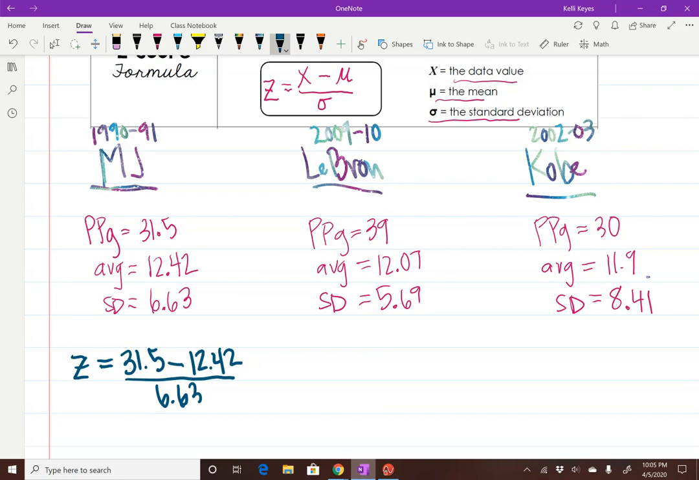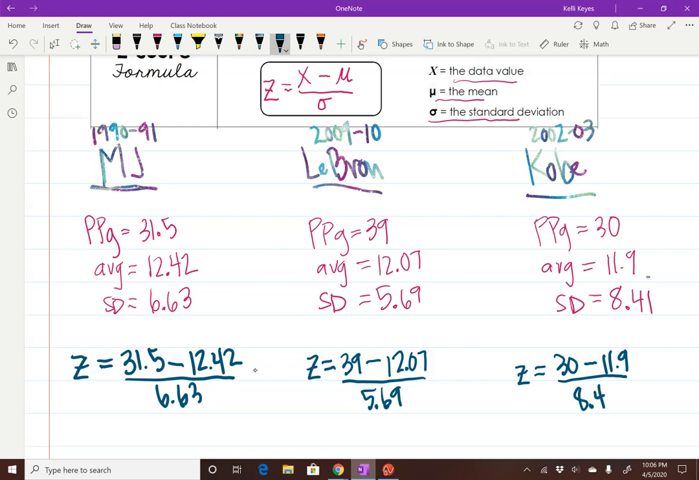Okay, so I'm just going to write that. I'm not going to put it in the calculator yet. And then the z-score here for LeBron will be his value, which is 39, minus the average, 12.07, divided by 5.69, which is the SD. Okay, and then we have Kobe. So his z-score for 2002 will be his average points per game, which is 30, minus the average for that year, which is 11.9, divided by the standard deviation of 8.41.